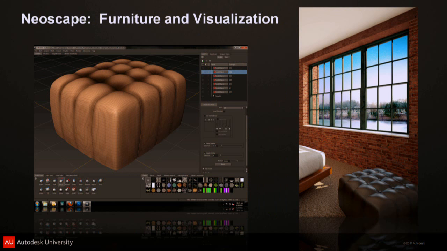And then Neoscape here, for their architectural visualization, using Mudbox in a really kind of interesting way for furniture design, for furniture visualization. So you can see that they're actually building this little ottoman here, and then they're using it in their visualization, which I believe was rendered out in Max over here.